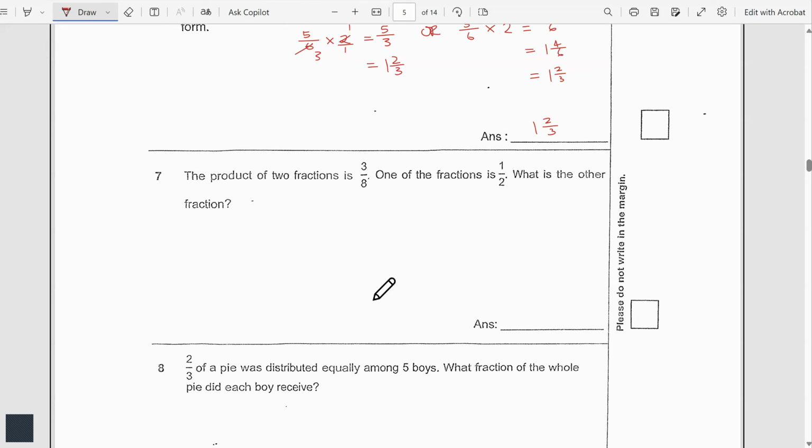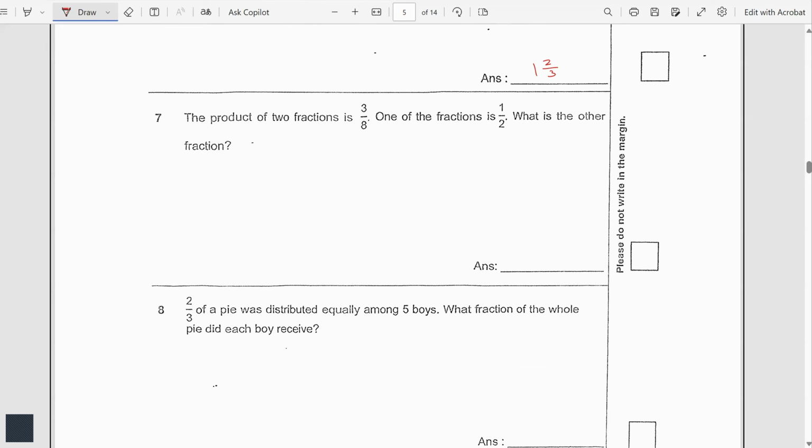Question 7. The product of two fractions is 3/8. One of the fractions is half. What is the other fraction? Okay, the product of two fractions means that if one of the fractions is half, then we have half multiplied by another fraction such that you end up with 3/8. So what we can do here is the reverse, right? To find the missing fraction, I'll take the result, the product, divided by half.